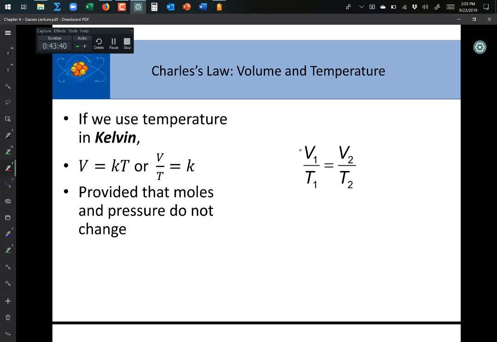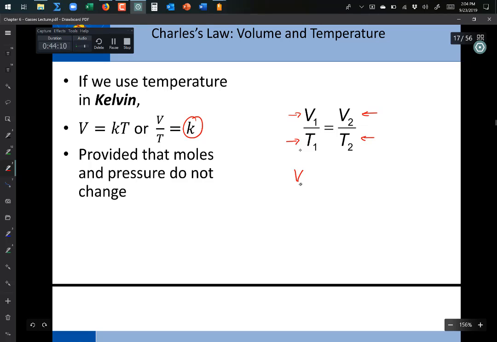Charles' law is then volume and temperature. One of the things that we can write, just so you can see this, because it's equal to a constant, is that the volume and temperature at one set of conditions are going to be equal to the ratio of the volume and temperature at another temperature. So you can set up an equation and say that.